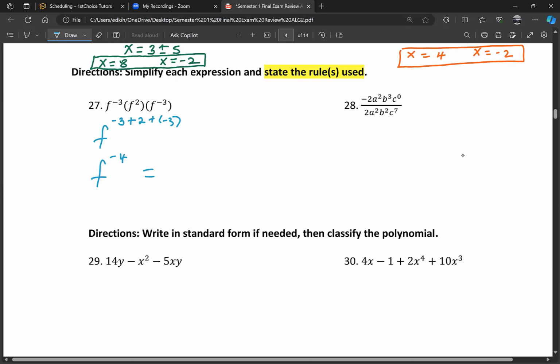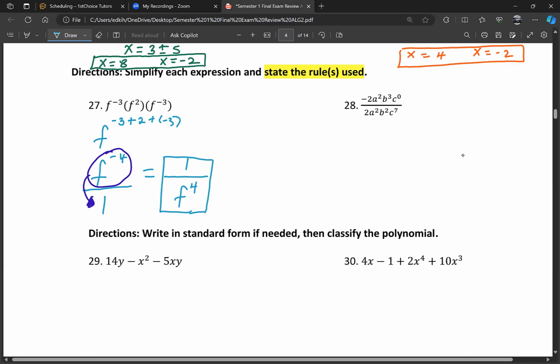But first, let me remind you guys, there's an invisible 1 underneath this. So it's really f to the negative 4 over 1. So you're going to have to move this entire thing to the denominator. And when you do that, it's going to make the negative exponent a positive. So you will have 1 over f to the power 4. So you don't leave the numerator blank. So this should be your answer to this question.